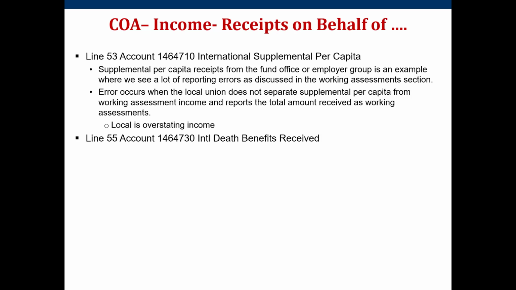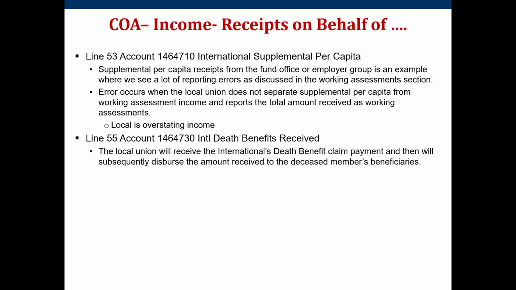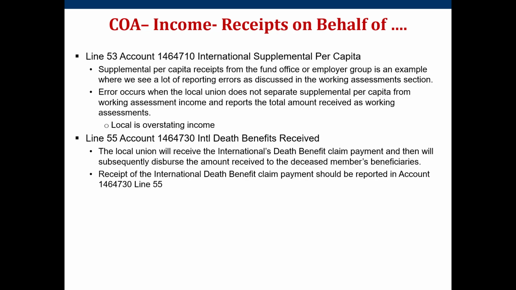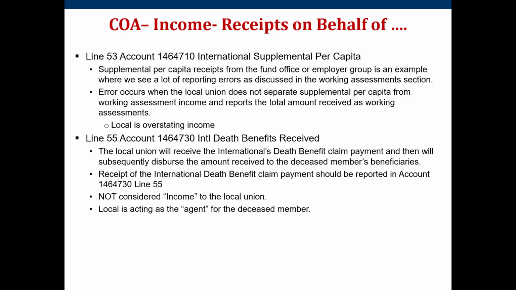International death benefit claims is another example of receipts collected on behalf of. The local union will receive the international's death benefit claim payment and then will subsequently disperse the amount received to the deceased member's beneficiaries. Receipt of the international death benefit claim payment should be reported in account 1464730, line 55. Again, this is not considered income to the local union. In this case, the local is acting as the agent for the deceased member.